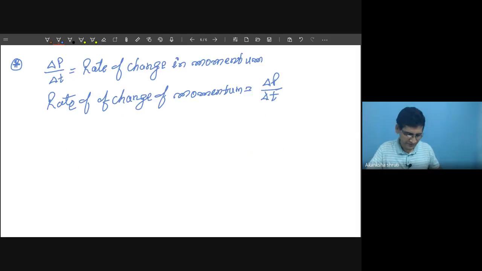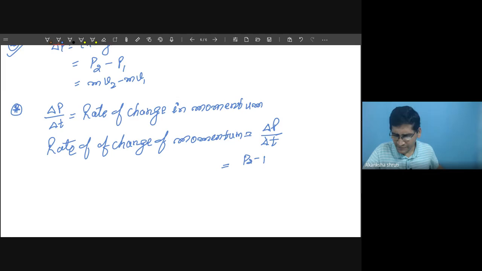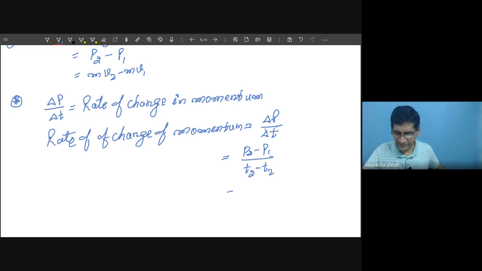Okay, students? Now what is this delta P? Delta P is nothing but P2 minus P1. Delta T is also T2 minus T1. If the time on the clock is given, you can take the difference to get the delta T. So the above one may be mv2 minus mv1 if the mass and velocity of the body are given. If this time interval is denoted simply by a small t, then it is simply like this. So this is called the rate of change of momentum.